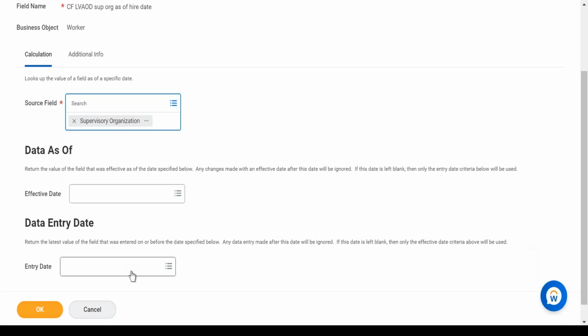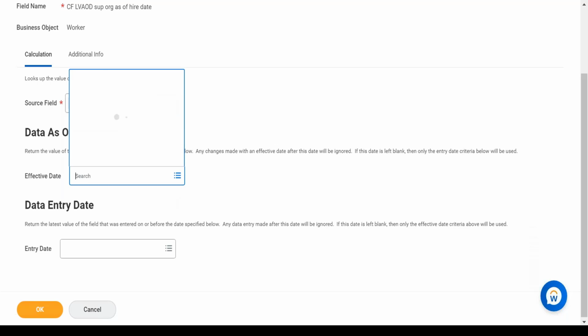That's the difference. Here, they are not saying that I want to see when a particular value was entered for the employee. We want to see since when it was effective. So I want to see the supervisory organization which was effective as of the hire date. I'm not concerned with entry date here, only the effective date. So in the effective date field, I'm going to select the hire date.